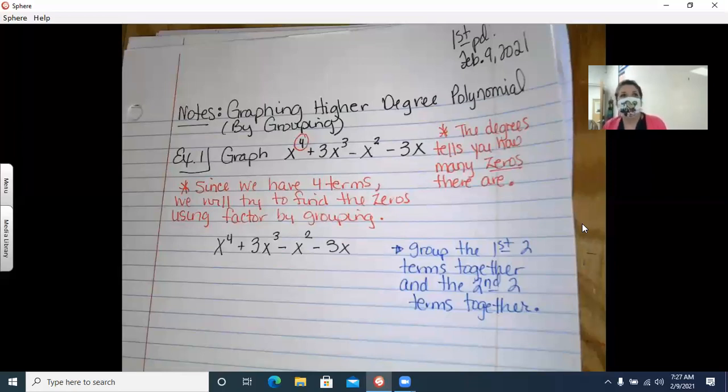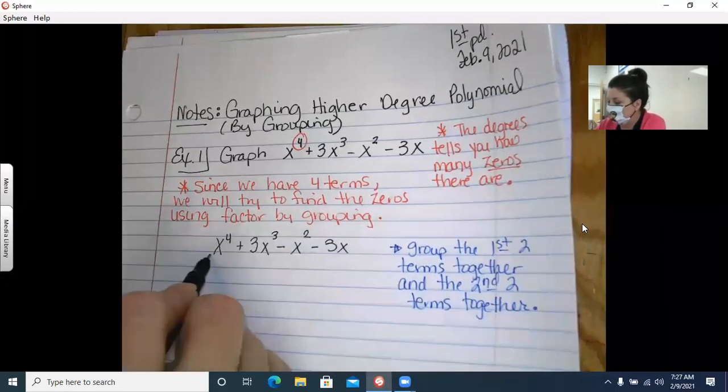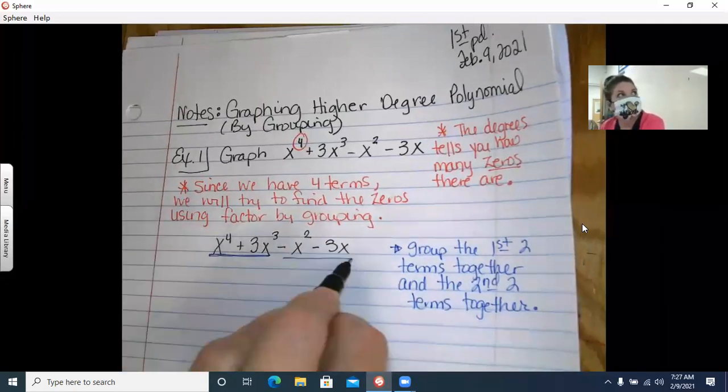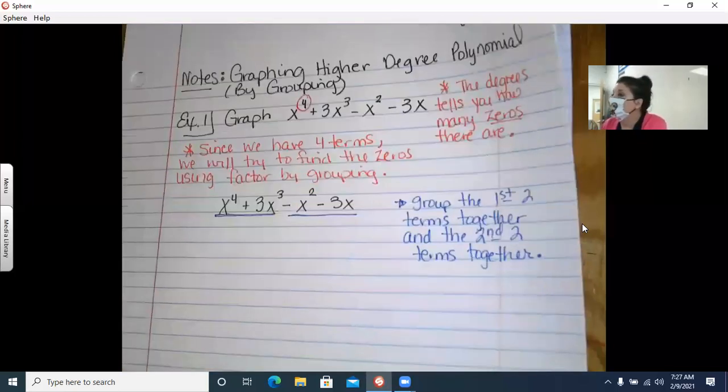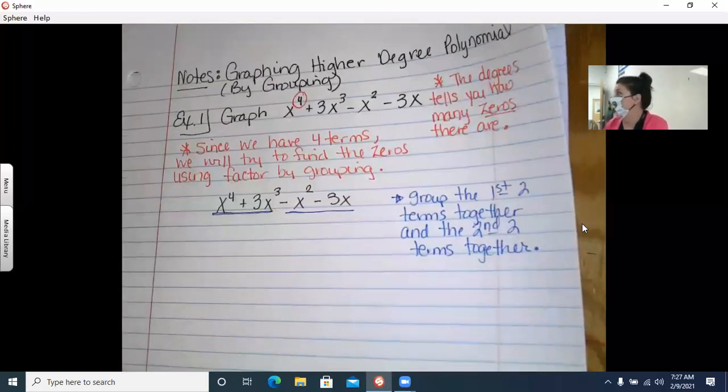So the first thing you're going to do when you have 4 terms, factor by grouping, is you're going to group the first 2 terms together, and you're going to group the second 2 terms together. So to group them, I just draw a line under them. So I'm going to group my first 2 terms and my second 2 terms. And again, what we're trying to do is factor this polynomial so that we can solve it. When we solve it, we find where the graph crosses the x-axis.